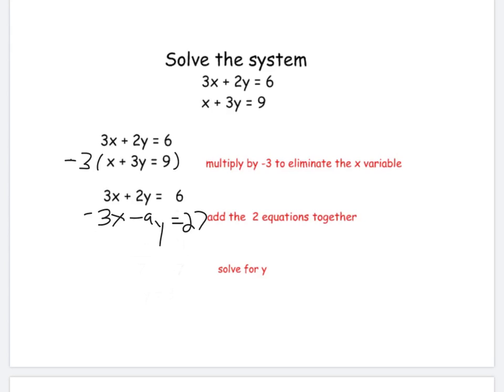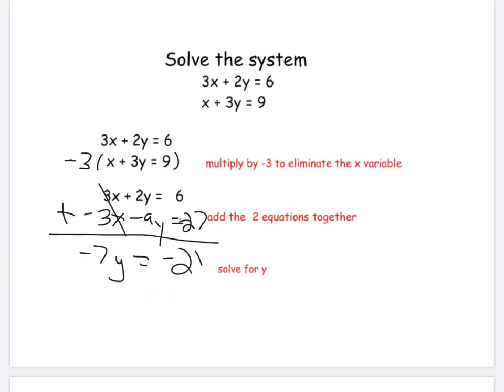So now I have my x's as opposites, 3x and negative 3x. So now I can go to step 3, which is to make my addition problem. If I add 3x plus negative 3x, those are opposites, they cancel out, and then 2y plus negative 9y gives me negative 7y, and then 6 plus negative 27 gives me negative 21.